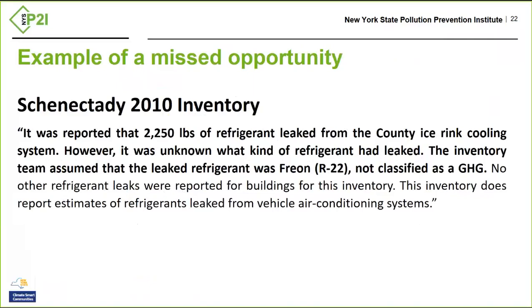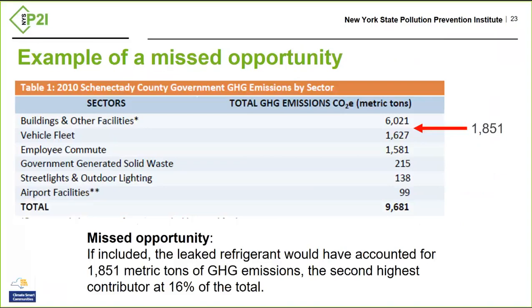So here's an example. In 2010, Schenectady did their inventory and they found that 2,250 pounds of refrigerant had leaked from their ice rink. It wasn't known what the refrigerant was and they assumed that it was R22. But because it is not classified as a greenhouse gas, per the information provided in the LGOP, they did not inventory that emission source. Had they included that as leaked refrigerant in their emissions inventory, they would have realized that it was a source of 1,851 metric tons of GHG emissions, their second highest contributor at 16%. That could have been a trigger for Schenectady to take action on the refrigeration system in their ice rink. But because the resource told them not to include it, they didn't. So they did what the resource told them, but missed an opportunity.